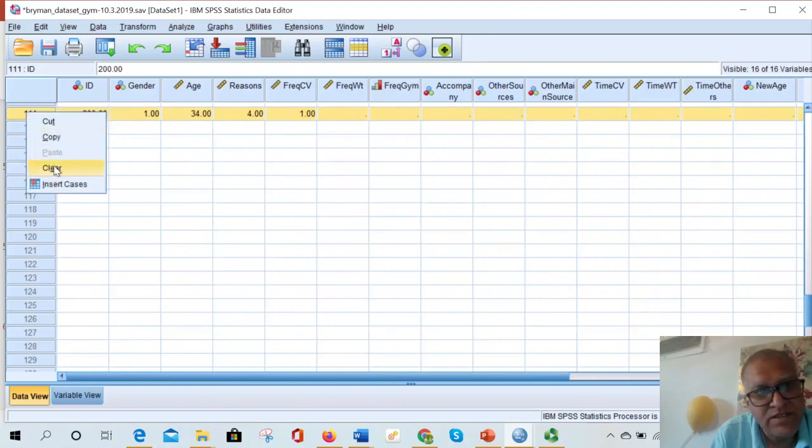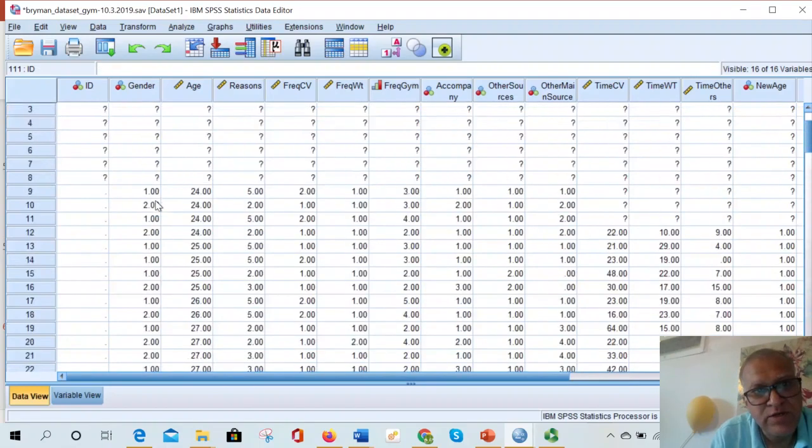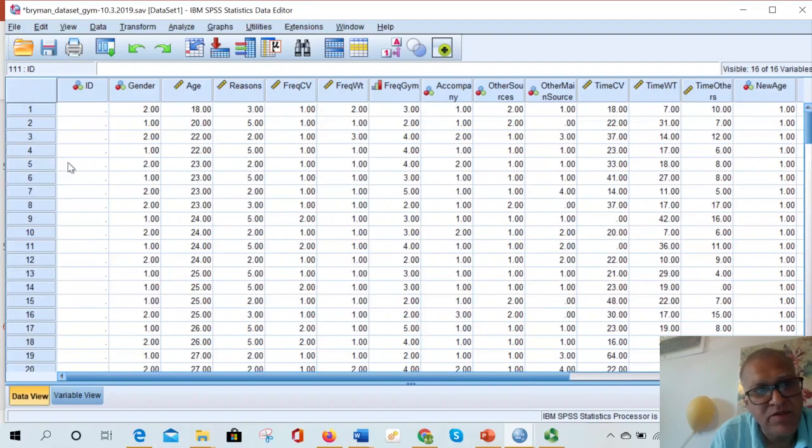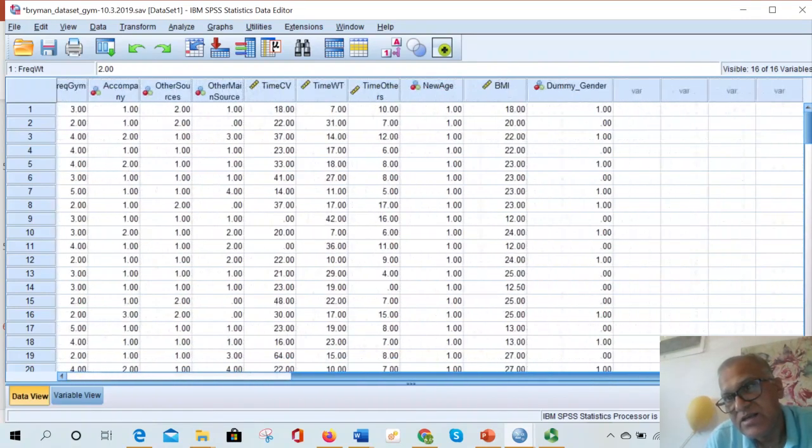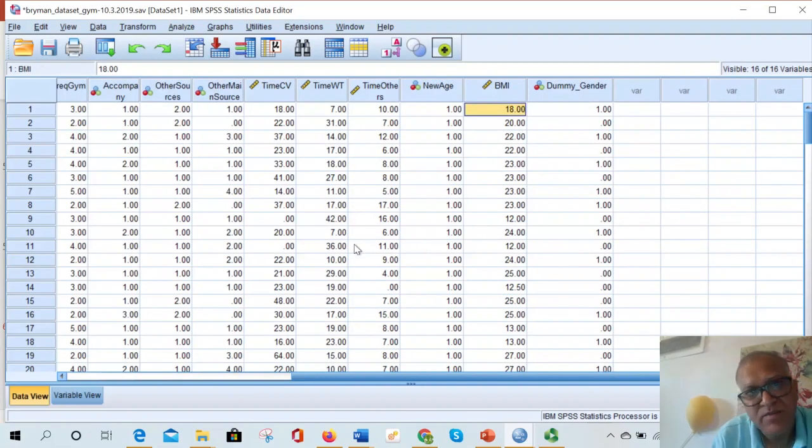So one person, one row. And once you're done, you have all the data in the form of this. So this is the first person, whose gender is 2, age is 18 years, reason for gym is 3, frequency of going to gym is 1. Weighing machine is 2. So different kinds of machines people are using, and the body mass index of that person is the last column, and that is here 18.